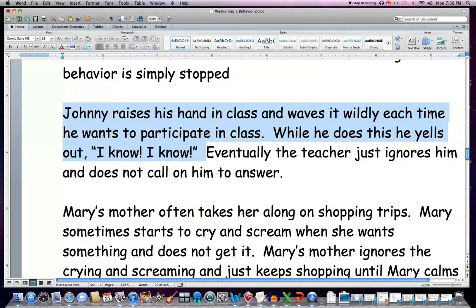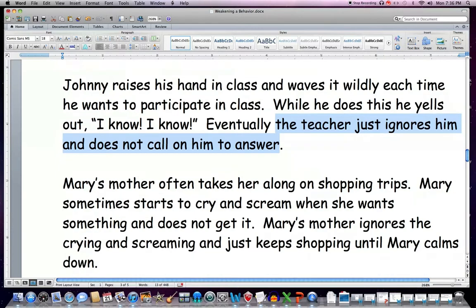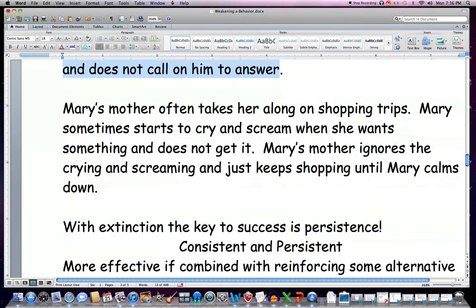So what does the teacher do? She just ignores him. She removes the reinforcement. If she begins to call on him every time he does this, then she is reinforcing this behavior. If she doesn't give him any attention, there's no reinforcement. And of course, the behavior will weaken.